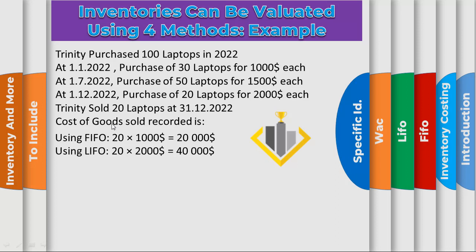Now using LIFO, last in, first out. What's the last in? 2,000. 20 times 2,000 equals 40,000.